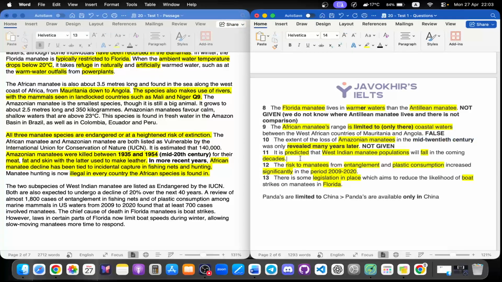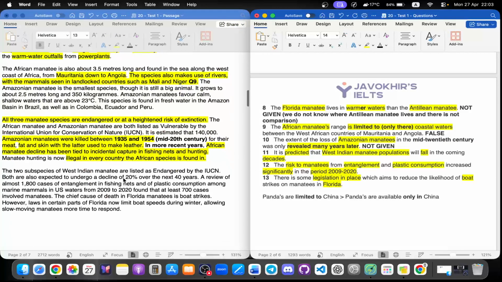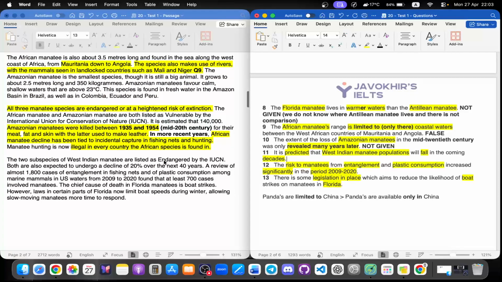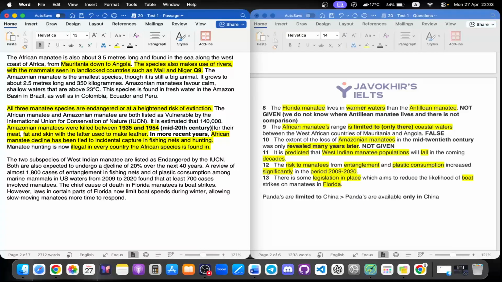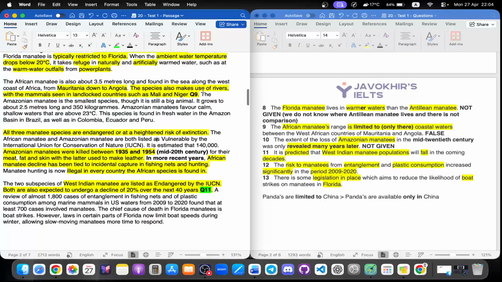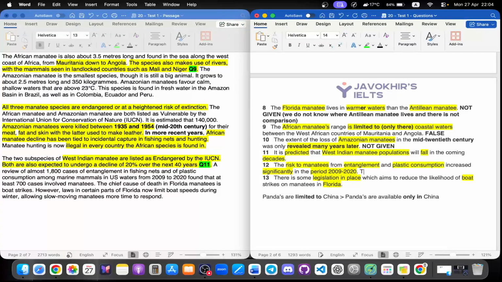So it is predicted that West Indian manatee populations will fall in the coming decades. West Indian manatees are listed as endangered by the IUCN. Both are also expected to undergo a decline of 20% over the next 40 years. So we have that as well. The answer is going to be very, very simple. Question number 11. Gotta make sure it is green like this. So green like that as well. So the answer is going to be basically true. Whoops, I went to write true over here.